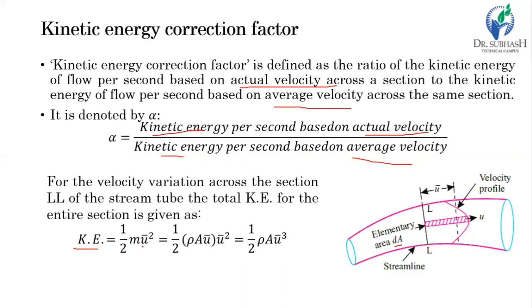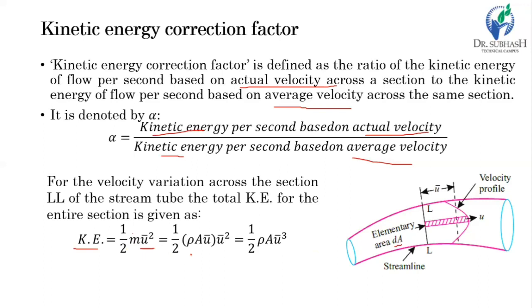So 1/2 mv square, but here v is considered as the average velocity. Average velocity is u bar. So 1/2 m into u bar square. And what is the mass here? Mass is nothing but the density times volume. Here m is m dot, so it is the mass flow rate.